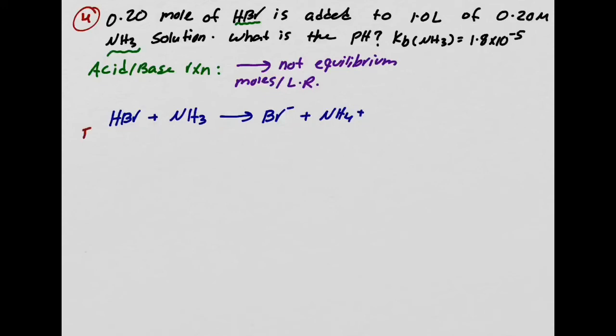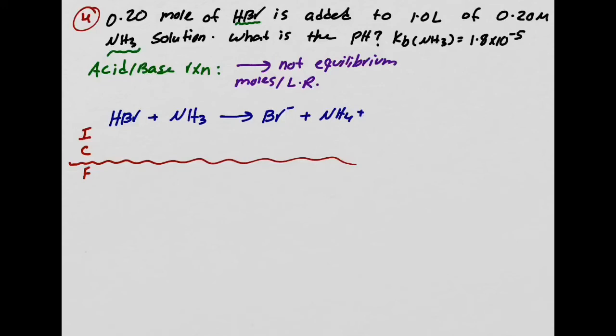Now it's not an equilibrium, so I cannot use an ICE table, but I can use an ICF. What was ICF? Initial, change, and final. Okay, now we're going to fill up this table. But you need to remember that for the acid-base reaction, because you have to figure out the limiting reagent, what you need is moles.